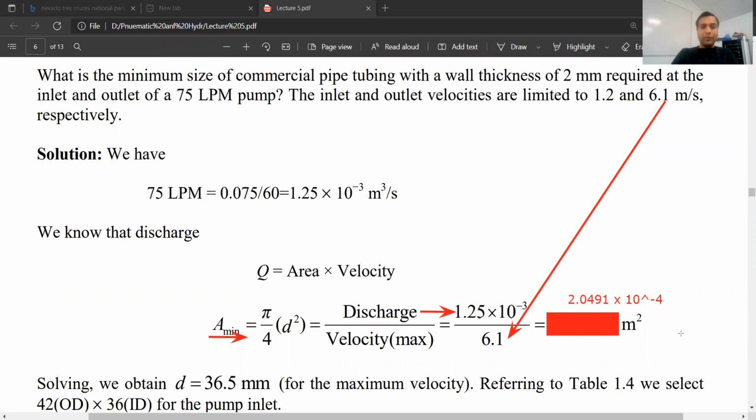Now, when we got that, we need to find out the diameter. So you need to multiply that answer by 4, and divide it by pi. Whatever answer you get, you need to square root that. And you get 0.0161.